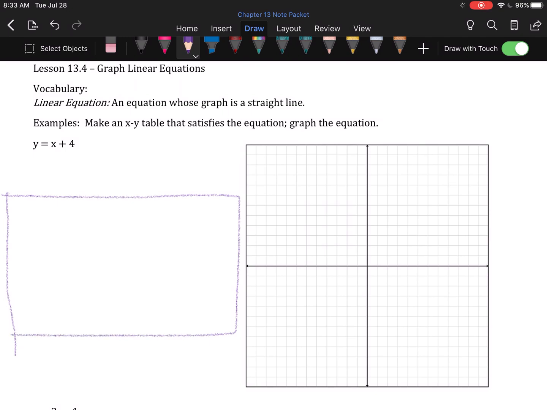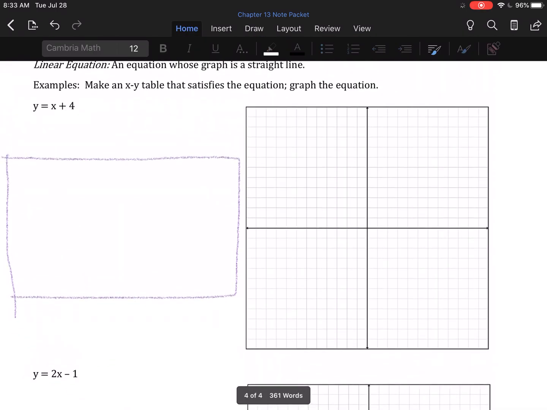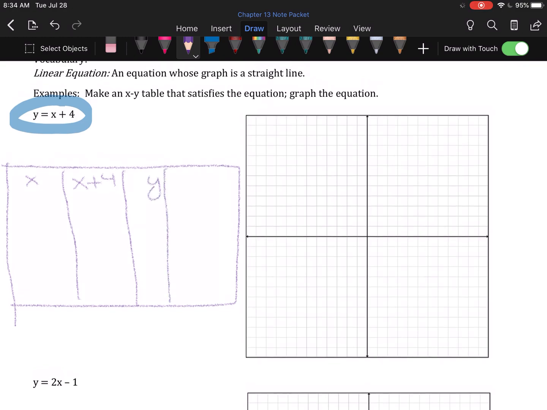In 6th grade, your XY tables pretty much have to look the way mine's going to look here. You don't have a choice. The first column will always be X. The second column will always come from the equation we're given. Here, Y equals X plus 4. So X plus 4 will be the header of this column. My third column will be Y, and it's going to be what we get when we do X plus 4.